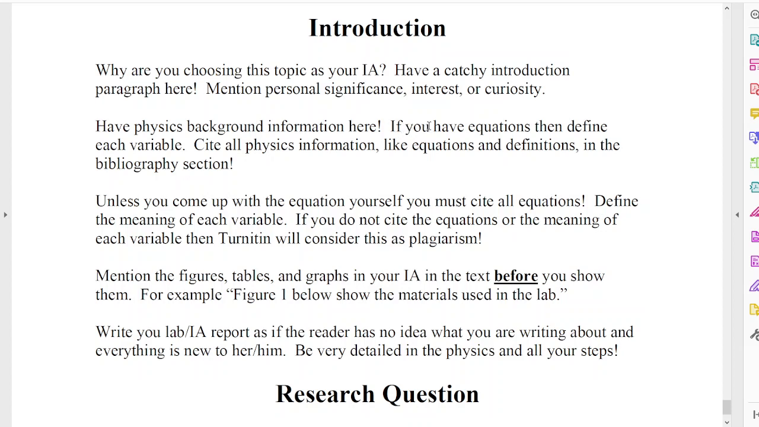Have physics background information here. If you have equations, then define each variable. Cite all physics information like equations and definitions in the bibliography section. Unless you come up with the equations yourself, you must cite all equations. Define the meaning of each variable. If you do not cite the equations or the meaning of each variable, then we'll consider this as plagiarism.